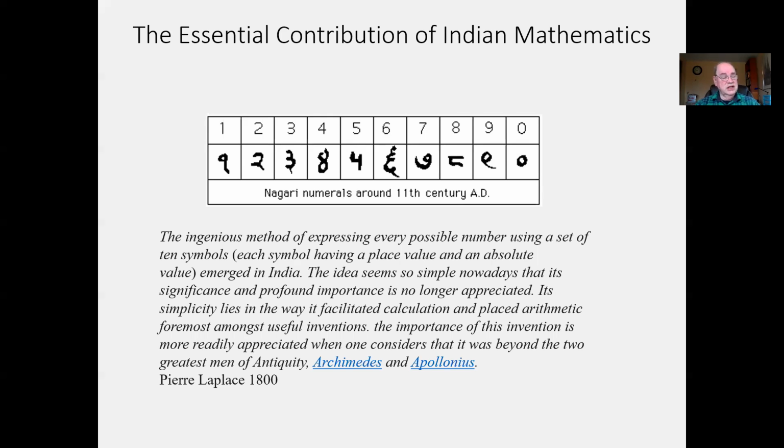Interesting, this famous quote by Laplace, one of the great mathematicians of his era, puts it very well. We take it for granted now, but what a really brilliant idea this place value is, to create algorithms that we can use to add, subtract, multiply, divide, and take roots.